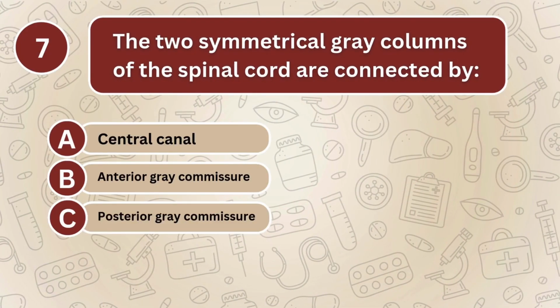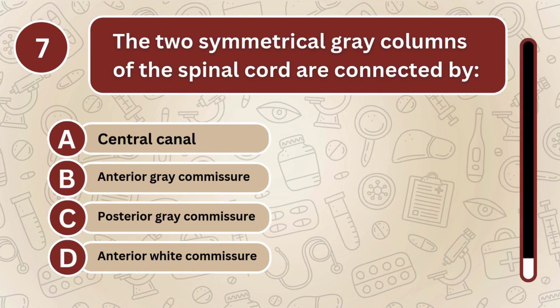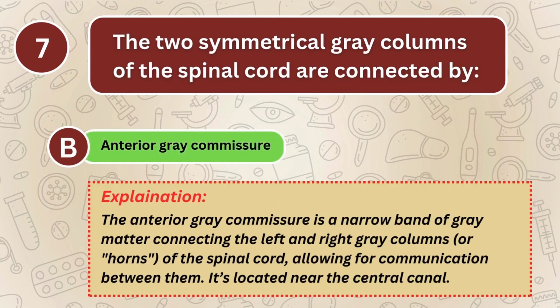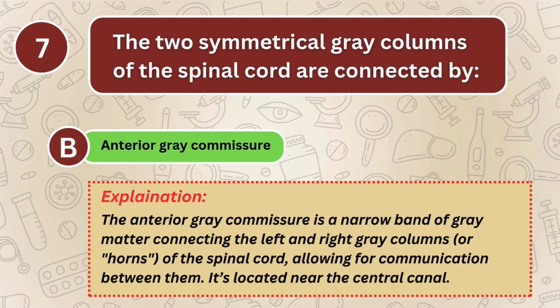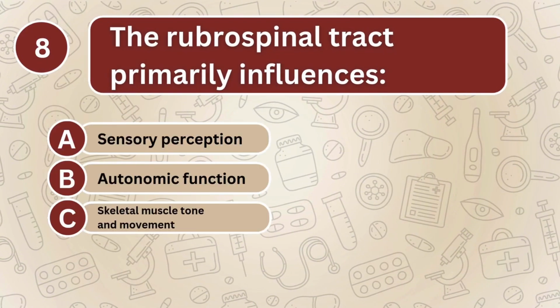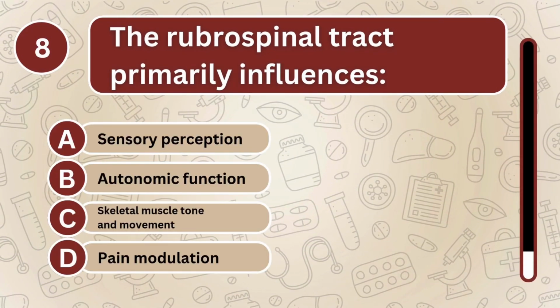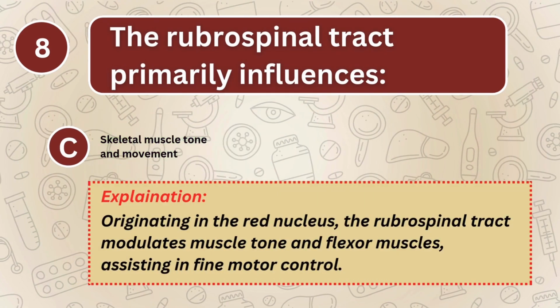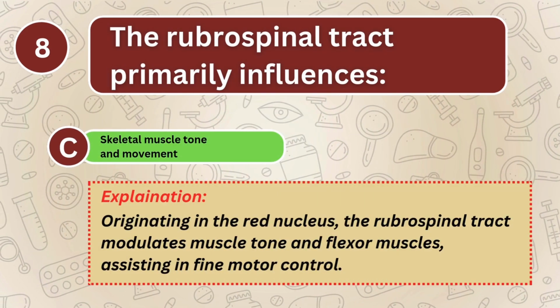The two symmetrical gray columns of the spinal cord are connected by... correct answer is B. Anterior gray commissure. The rubrospinal tract primarily influences... it is C. Skeletal muscle tone and movement.